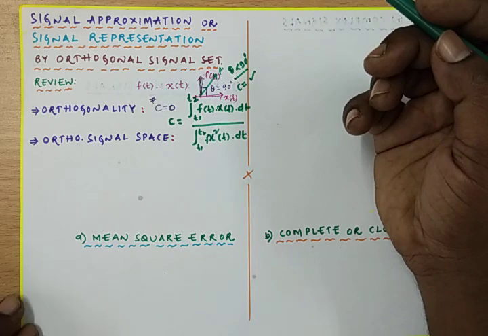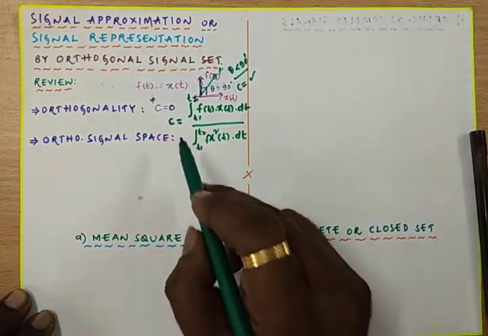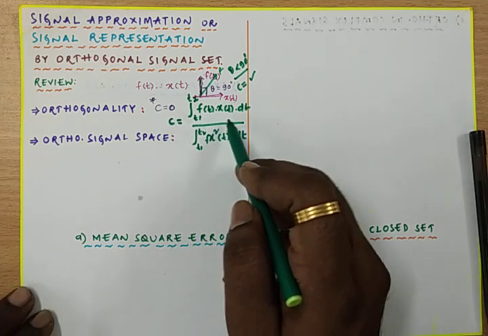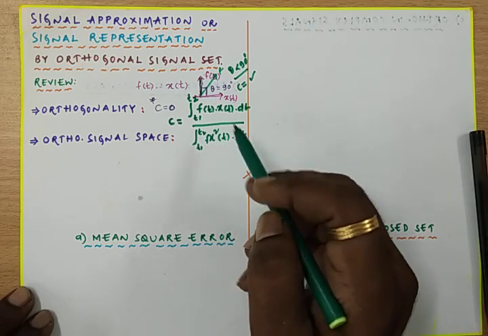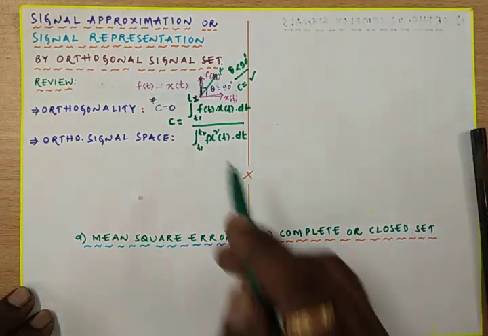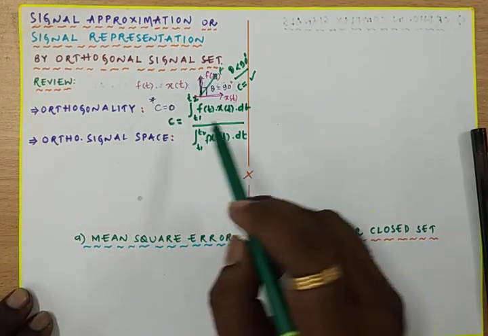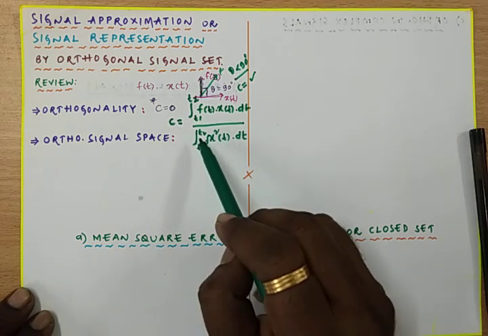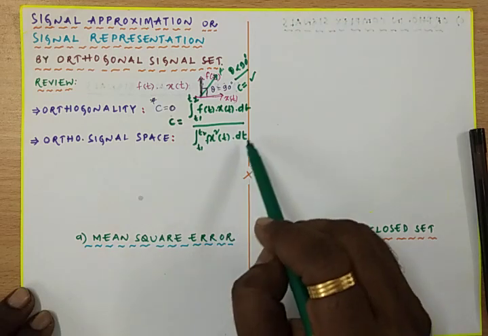In such cases, c is equal to 0, but the general equation for c is the integral from t1 to t2 of f of t into x of t dt, divided by the integral from t1 to t2 of x square of t dt. So in case of orthogonality, we are saying c is equal to 0. Here we have the formula, but it has to be 0. So to make it 0, we have to go with some cases.